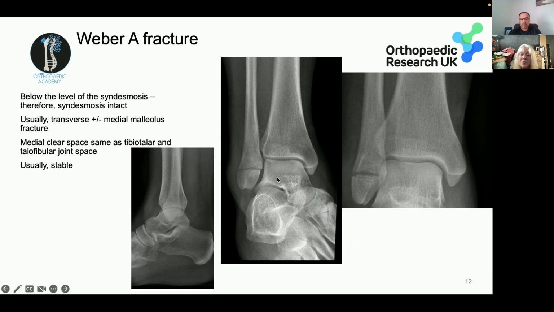And they're usually stable. So depending on how much pain the patient's in, we can treat them in a walking boot, or we might put them in a backslab for a couple of weeks to let the pain settle down and then let them go into a boot and start walking. And as we can see, our syndesmosis is going to be in this area here. So we're below, we're transverse, our joint space looks fine, our ligaments look intact. We don't need to operate on this patient.